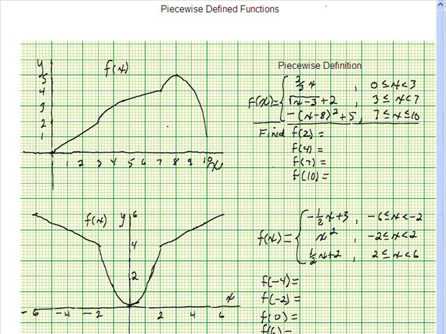Well, I don't have any idea. So what I did instead was I put three separate functions together, and that's called a piecewise definition. And here's the definition over here. It says f of x. Now remember, f of x means y.